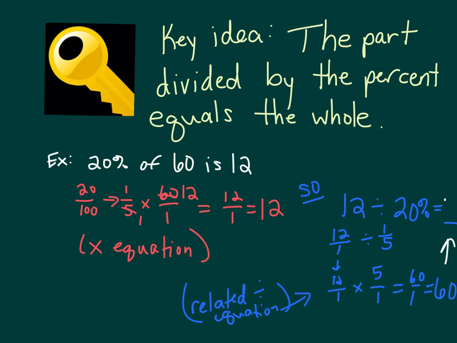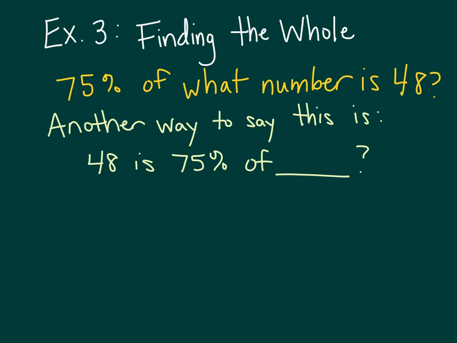And we can see now that if we put that in there, that we've got those 2 related fact families. Here it was 20% of 60 is 12. Here it's 12 divided by 20% equals 60. We're going to get some practice, so just keep following these steps.